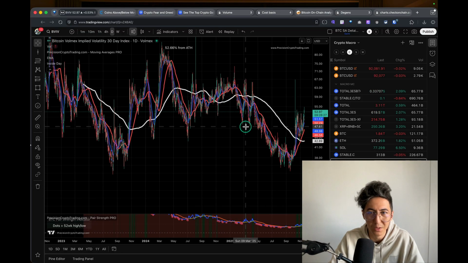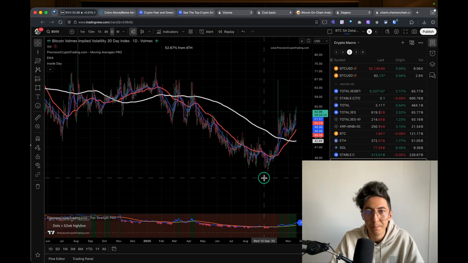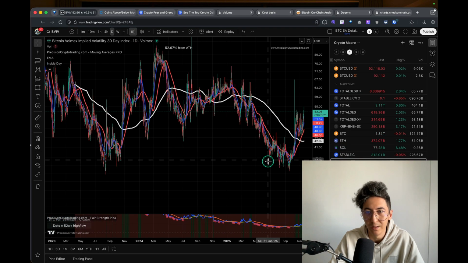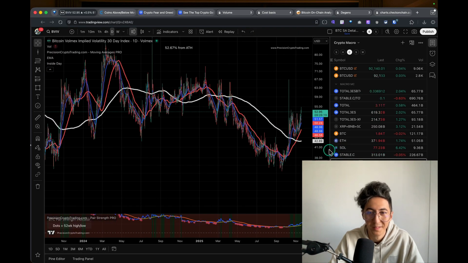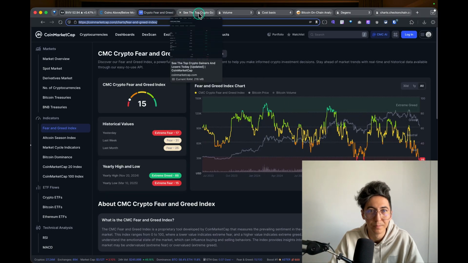2022. But this one, I don't know, I'm not a big fan of this. Maybe it's just not enough data. It's just very volatile. It's a volatility index that's pretty volatile, but I like the fear and greed. It just feels a lot cleaner.